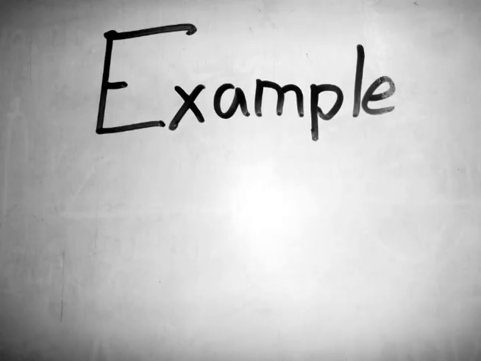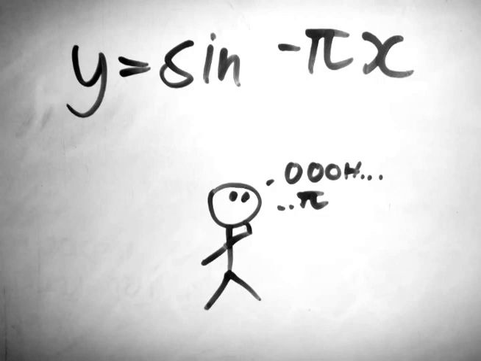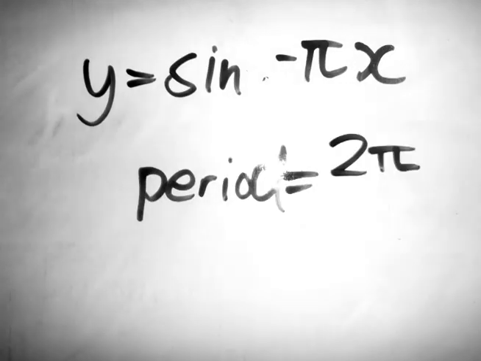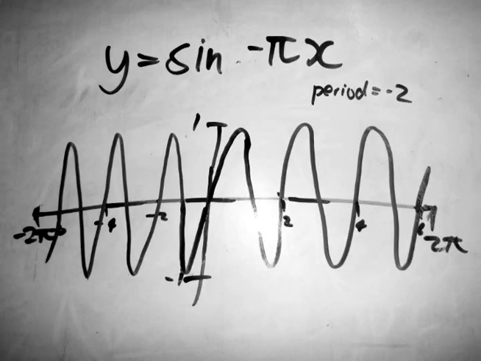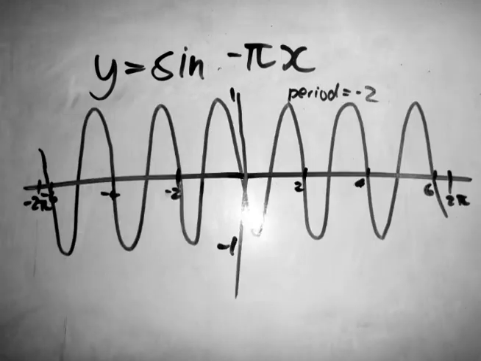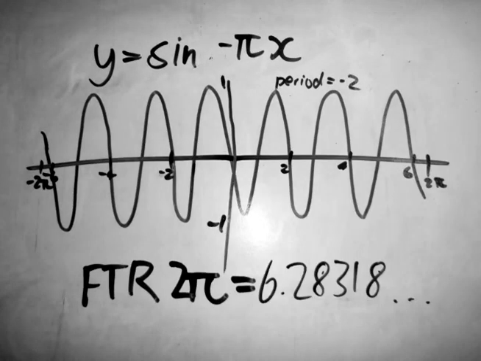So here's another example of the c value. Yay! So let's just say c is equal to -pi. Since the regular sine period is 2 pi, the new one is 2 pi over -pi, which is -2. So if this is a regular sine wave, if this is one with a period of 2, wow, that's bad. Then this is one with a period of -2. For the record, 2 pi equals 6.28318, etc.